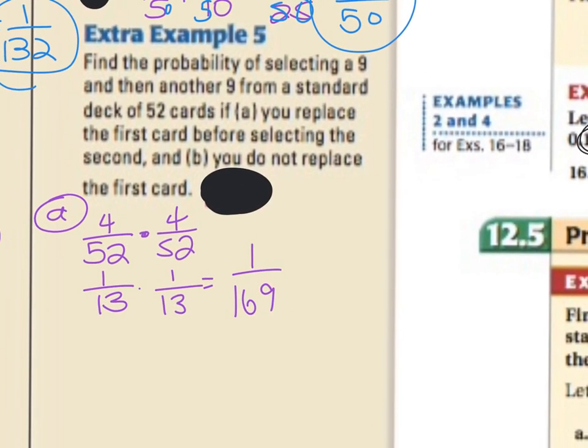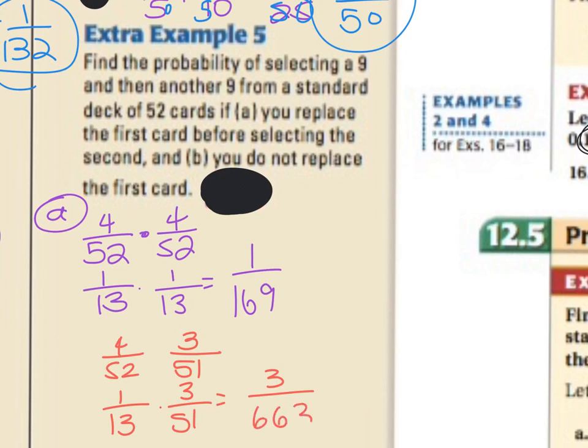And then you don't replace it. I'd start the same way, 4 out of 52, or 1/13. But then what changes the next time around? The denominator this time, and the numerator, right? It's the same one you want back. So the 9s, there's only now 3 of them, and there'd only be 51 cards. So 13 times 51 is 663, which is 1 over 221.